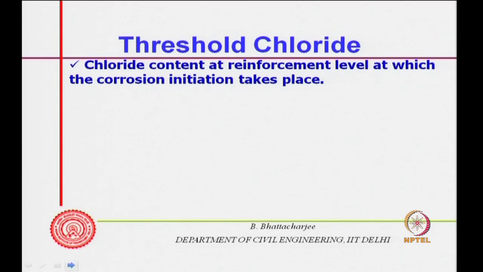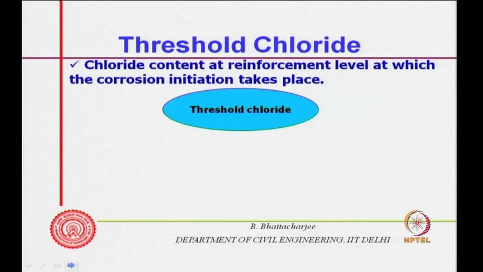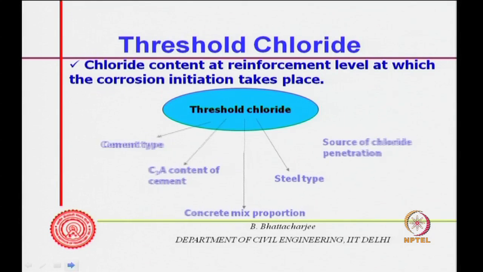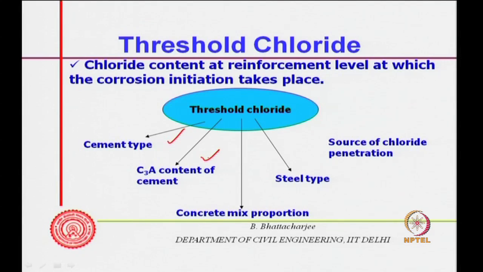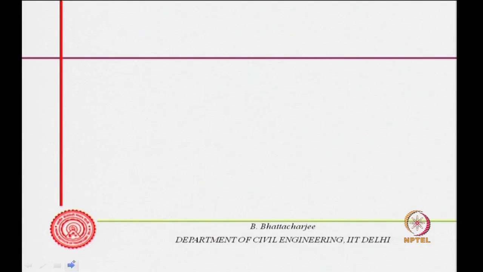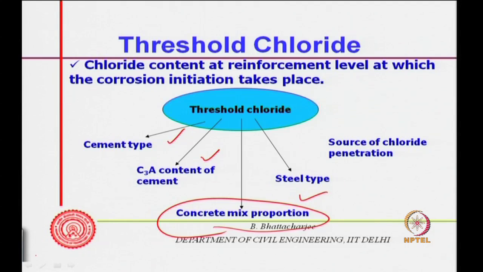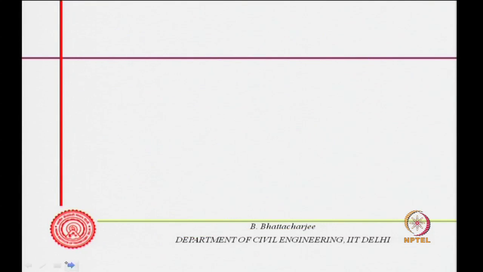Chloride content at reinforcement level at which corrosion initiation takes place is called threshold chloride, but it will vary with the cement type, C3A content of cement, mix proportion, and steel type. Not all steel will get depassivated. For example, a corrosion resistant steel may not get depassivated easily. So, sources of chloride penetration will depend upon that also. All put together, threshold chloride will vary from cement to cement, steel to steel, so that it cannot be unique.